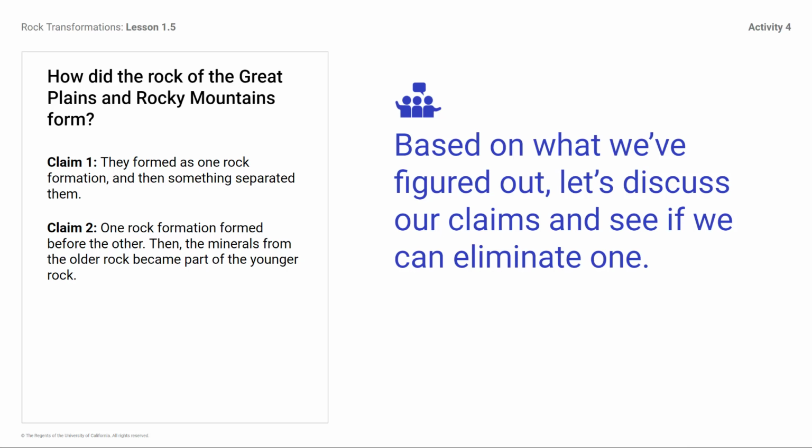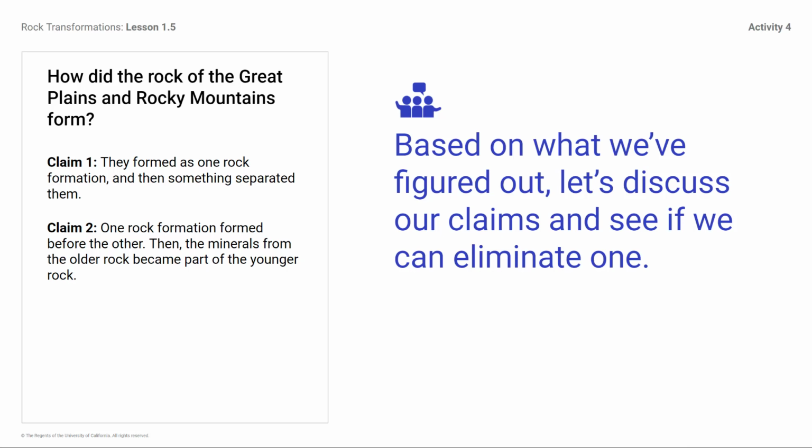Based on what we've figured out, let's discuss our claims and see if we can eliminate one. How did the rock of the Great Plains and Rocky Mountains form? Claim 1, they formed as one rock formation and then something separated them. Claim 2, one rock formation formed before the other. Then the minerals from the older rock became part of the younger rock.